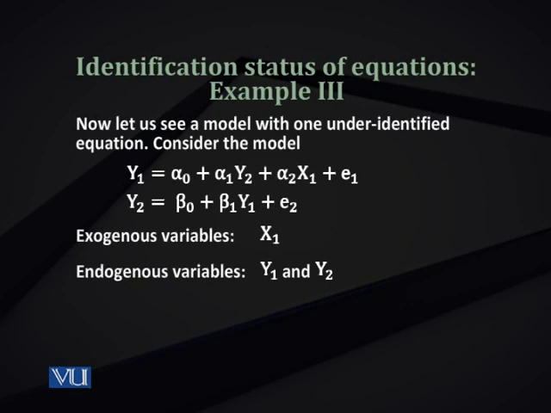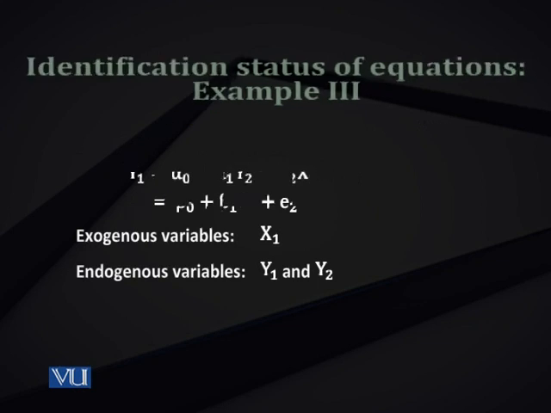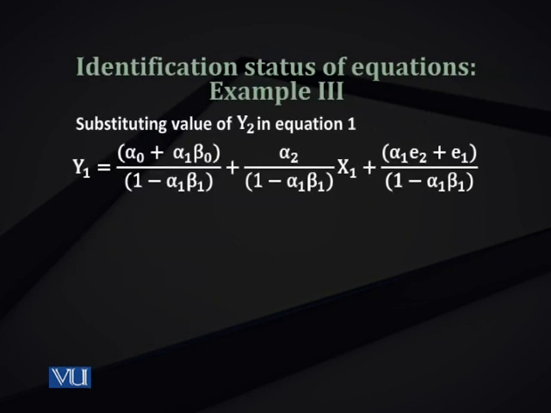So x1 is exogenous and Y1 and Y2 are the endogenous variables. Now let's try to solve the model as you see on the next slide. If we substitute the value of Y2 in equation 1 as we did in the previous examples, we get an expression for Y1 in terms of x1 and x2. We have only x1, we don't have an x2.